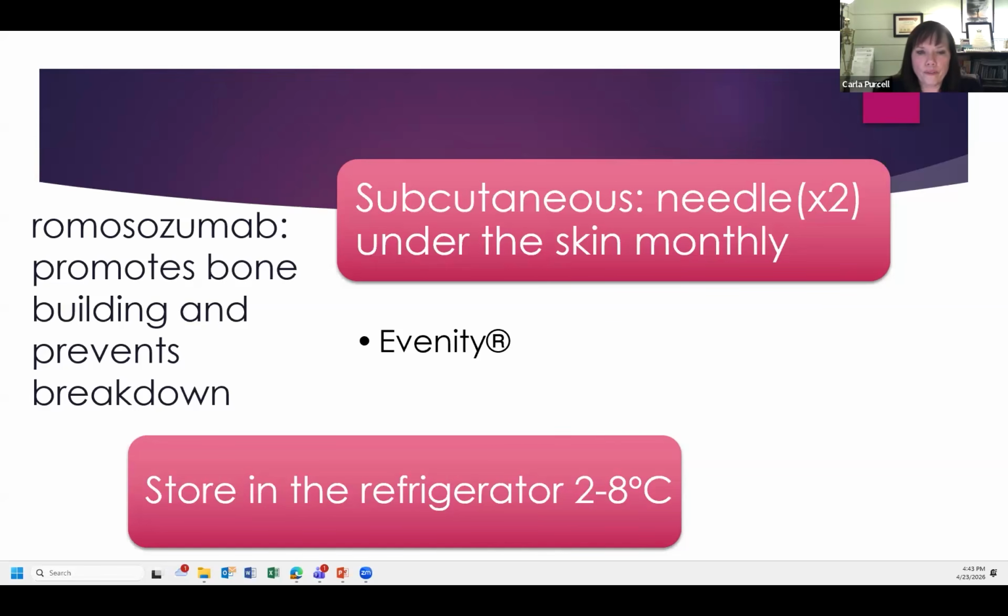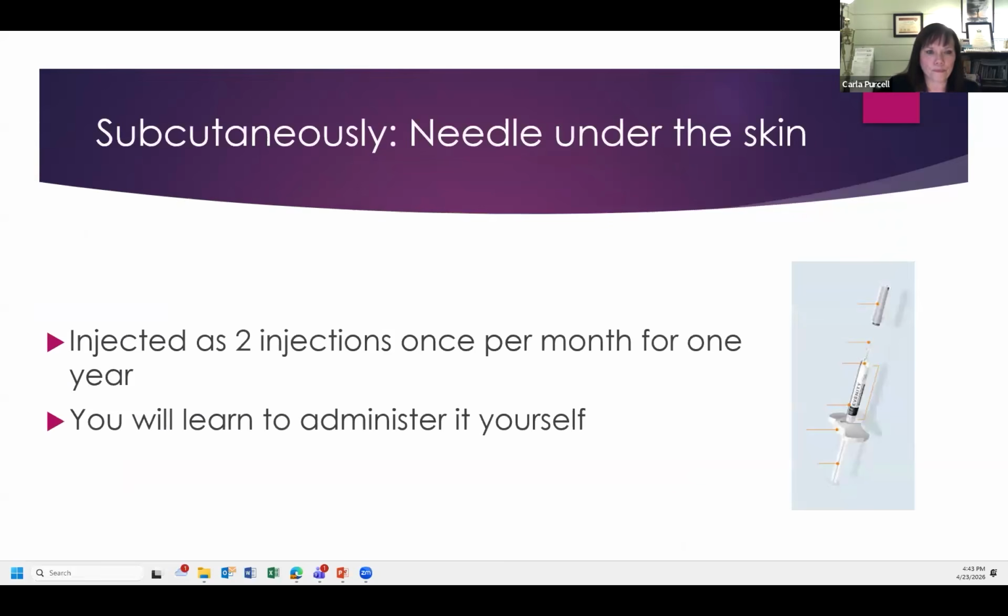This should be stored in the refrigerator, and it's safe out of the refrigerator for about 30 days. Once it reaches room temperature, it should not go back in the fridge. This one is given under the skin, subcutaneously, so it's like a needle under the skin. You'll get 2 injections once a month for 1 year. So we know that it works really well for a year.